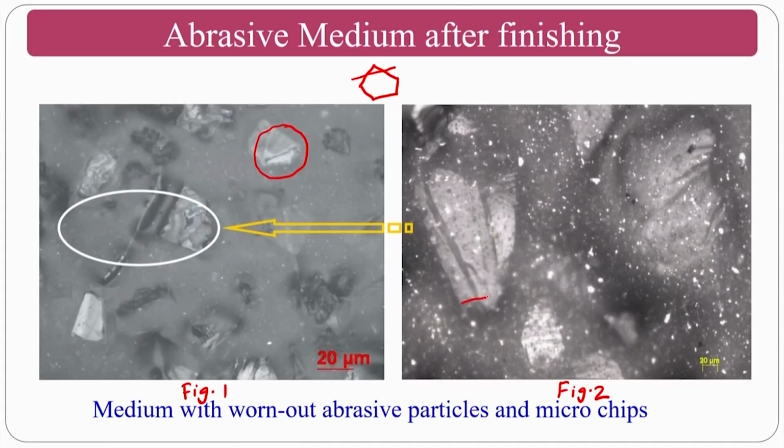You depend on your requirement and your initial surface roughness and other things. Not only that, you can also see some brittle fractures on the abrasive particles, and you can clearly see these are the microchips or nanochips that evolved from the finishing region, and these can go and blend with the polymer rheological abrasive medium.